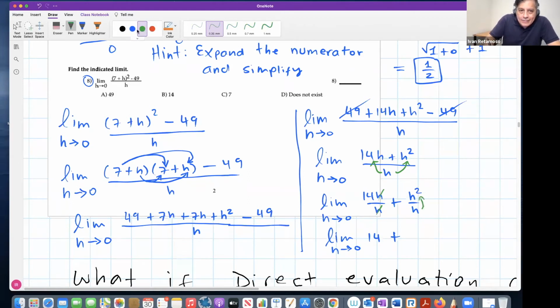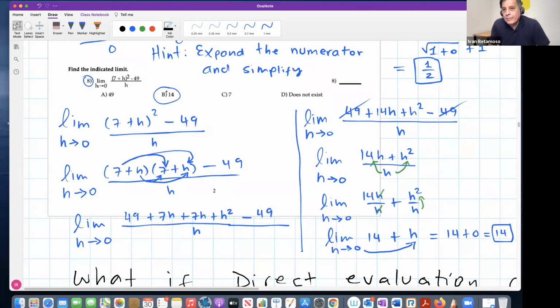Turns out this complicated function was just this linear function in disguise, 14 plus h, right? And this is, of course, better behaved because it allows me to do the direct evaluation. 14 plus 0, and this ends up being just 14. Excellent, excellent, guys. Very good. Try to remember this for your homework. You're going to need it. All right, so moving on.